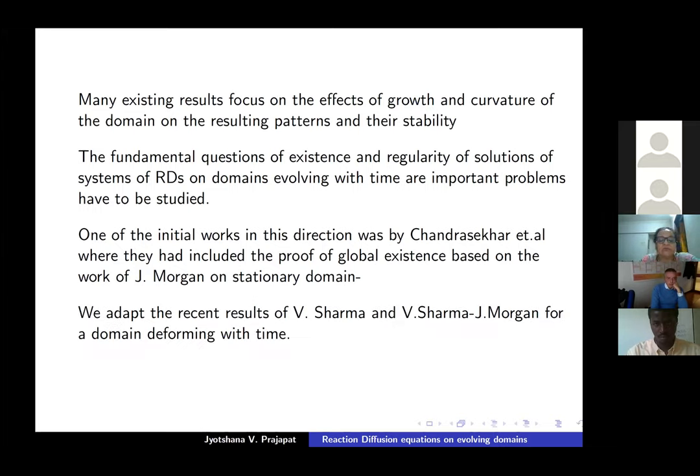And in our work, yes, this is my collaborator. She has been working on systems of reaction diffusion equations on a stable or stationary domain. And what we'll do here is that the results that she has developed in a couple of recent papers, we are going to adapt them to the domain which is deforming with time.